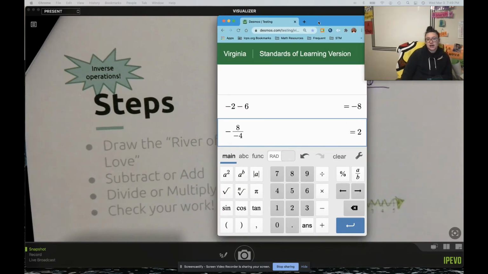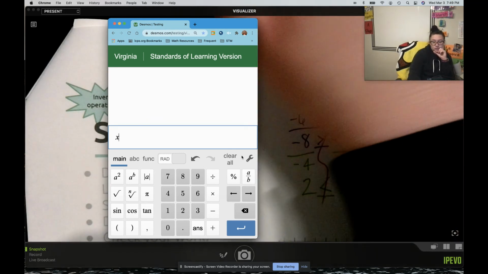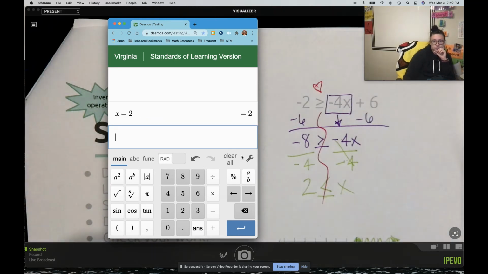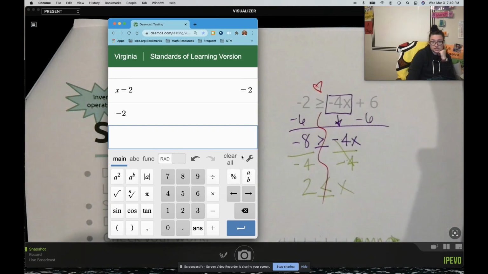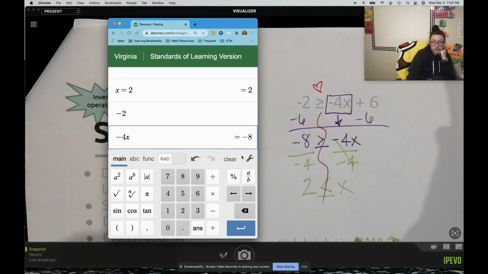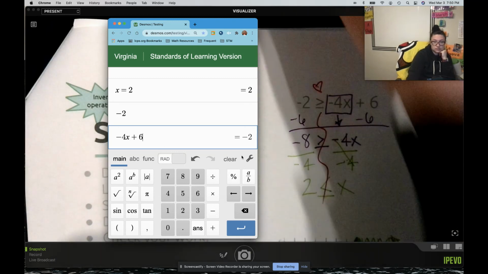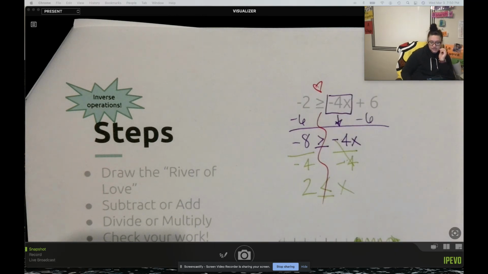Again, let's put this in the calculator just to see what it looks like. So we found that x is equal to 2. Now I'm going to type in each side separately. I have -2 first for that side, and then my other side I have -4x plus 6. Again, I see both sides are the same. It's just the sign that makes things a little bit different.